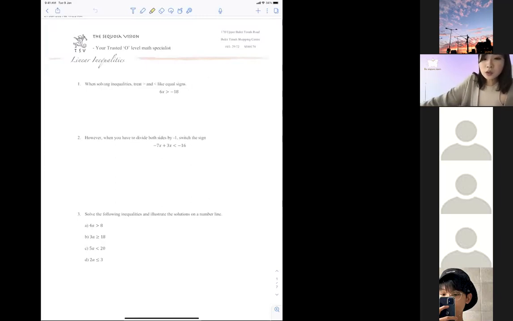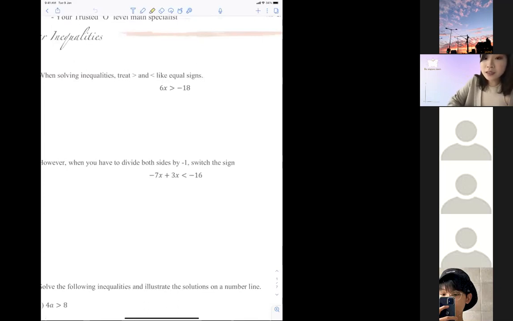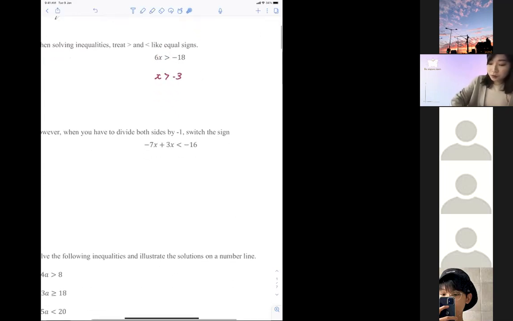All right. So inequality is exactly the same as an equal sign. The only difference is, if you divide by a negative, you flip the sign. Let's say in this case you divide by 6 to find x. 6 is a positive number, so the sign remains the same. But if you have a question like minus 4x, you need to divide by minus 4 so that you can make x the subject. In this case we flip the sign. Minus 16 divided by minus 4 is 4. When we divide by negative, we flip the sign. That's the only difference.